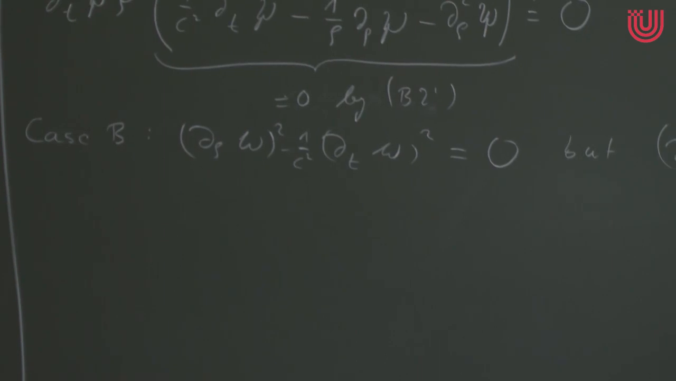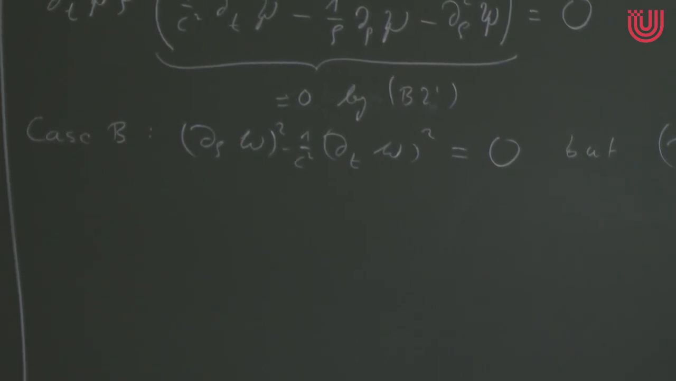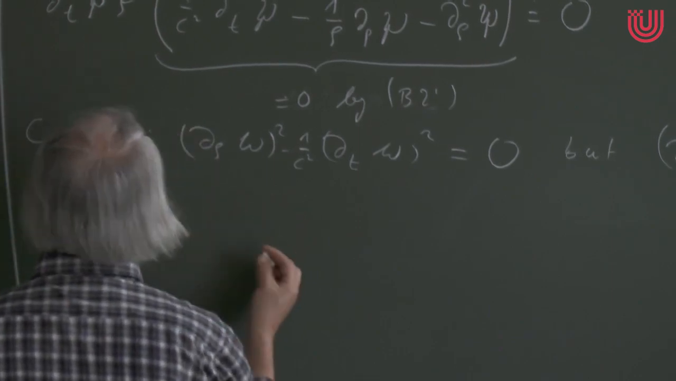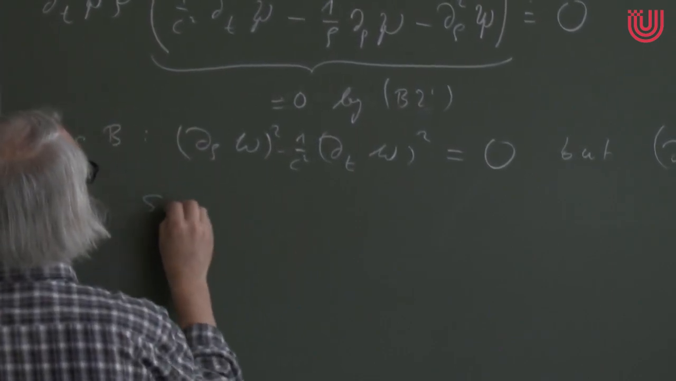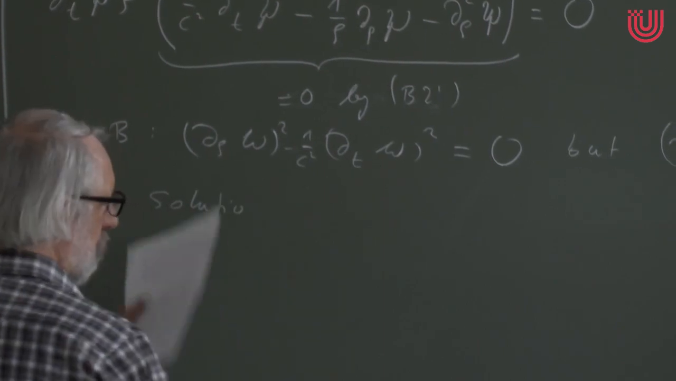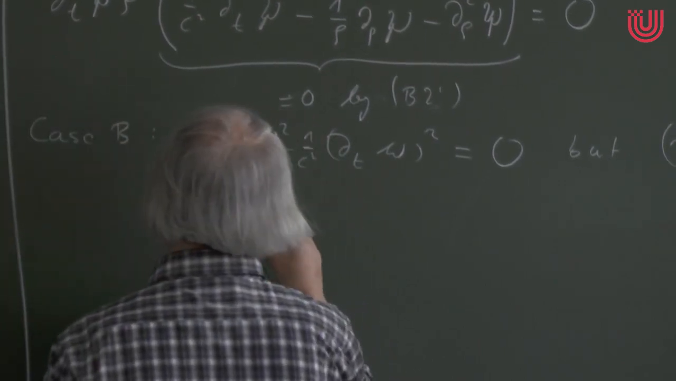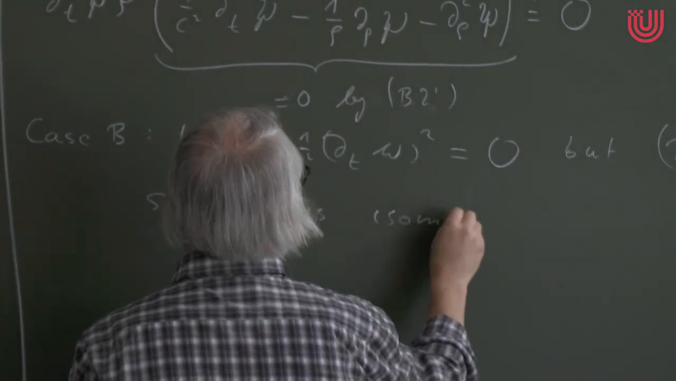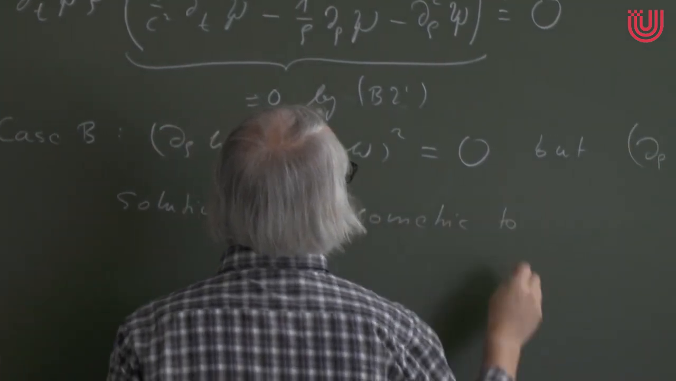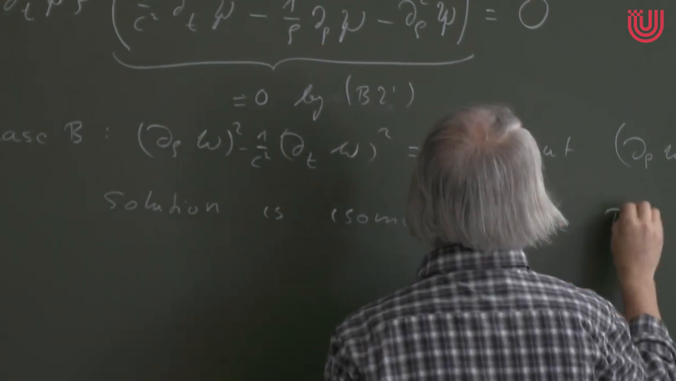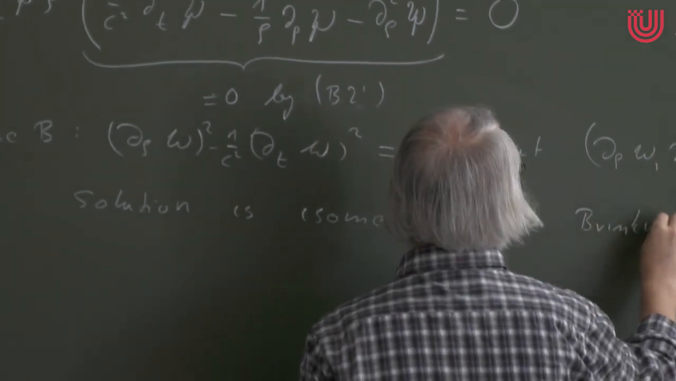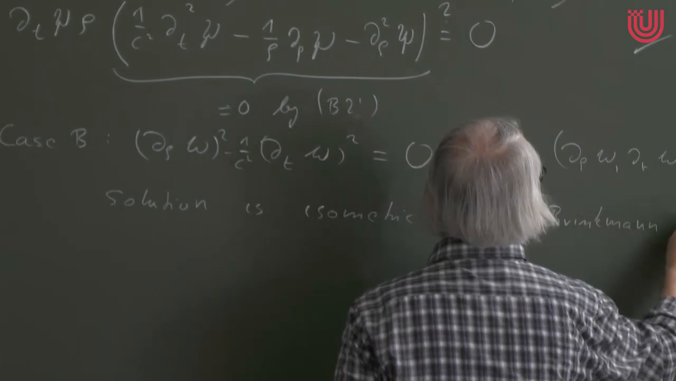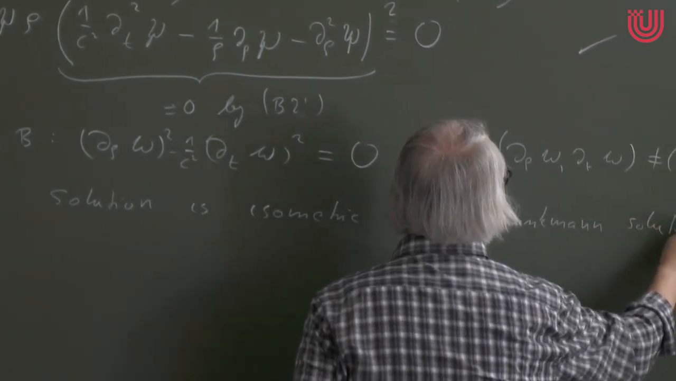So the cylindrical fronts propagate in exactly the same way as the plane waves in the case of the Brinkmann solution. So the solution is, I've typed it out in some detail in the notes, but I will not do this on the board. It turns out that the solution is isometric to the Brinkmann solutions, or the PP waves, as they are also called. Locally.